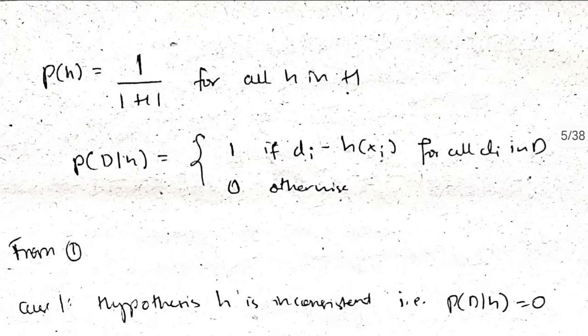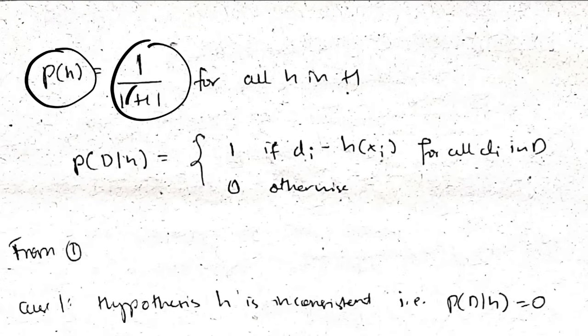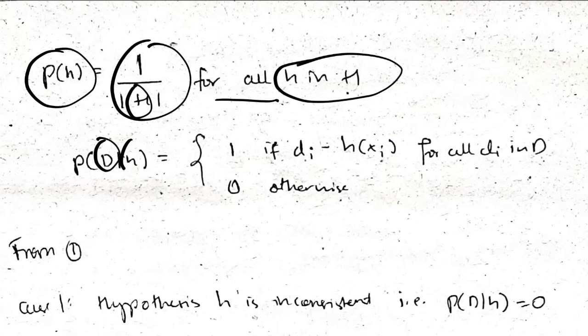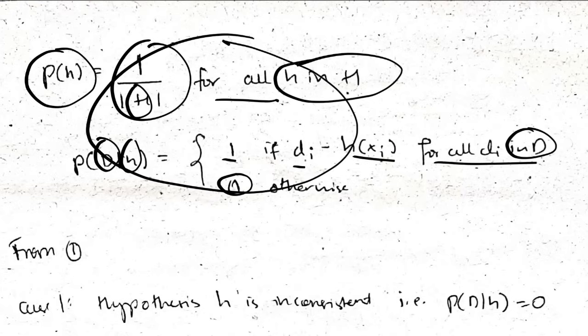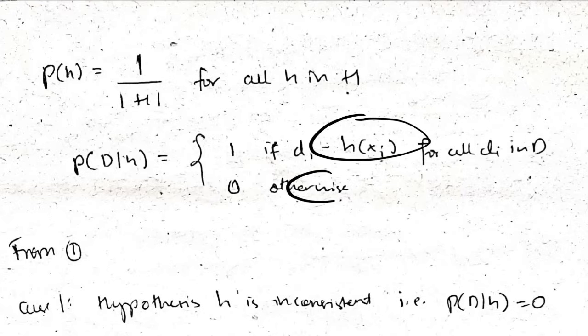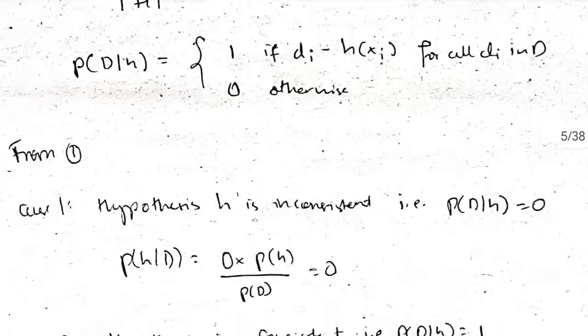So we'll be starting as follows. P of h is equal to 1 by |H|, for all small h in capital H. Then P of D given h is equal to 1 if d_i equals h of x_i for all d_i in D, otherwise 0. After we have written this, we'll be calculating the value of each, and after that, we'll be substituting something in the place of 1 and 0.